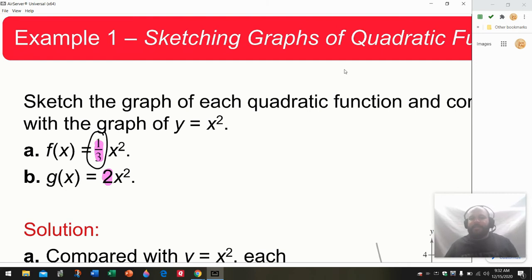Along the same lines, when there's a 2 in front, that 2 is going to take the y values and stretch them out. And again, you can think of a piece of gum. If you take a piece of gum and stretch it out, it's going to get longer, but that gum is going to continue to get skinnier and skinnier. And that's exactly what the parabola does.